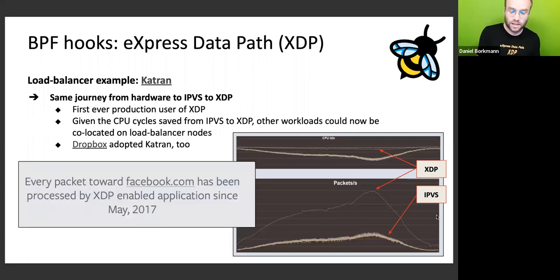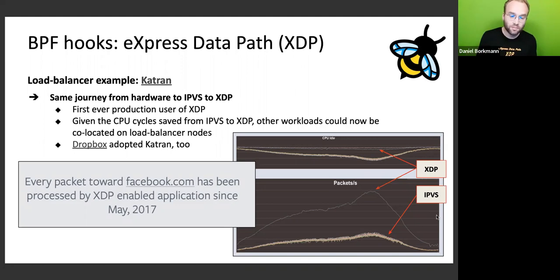And last but not least, the last example I want to bring in here before I close the session is Katran as a load balancer. So this is basically the journey from Facebook. They had a really similar journey, as I mentioned earlier, from hardware moving to IPv6 and then to XTP. They are actually the first ever production user of XTP. So they implemented the load balancing on their side through that framework with BPF.